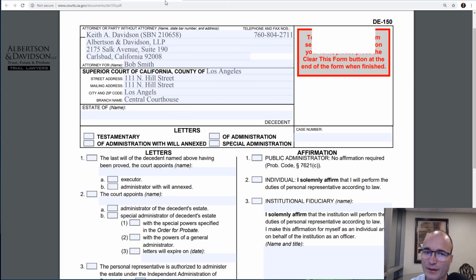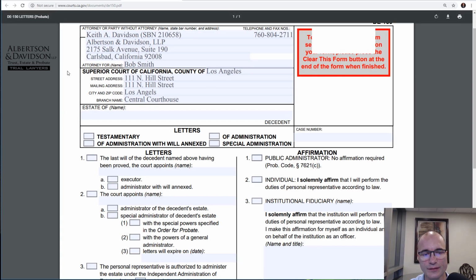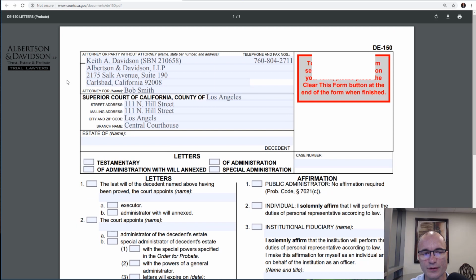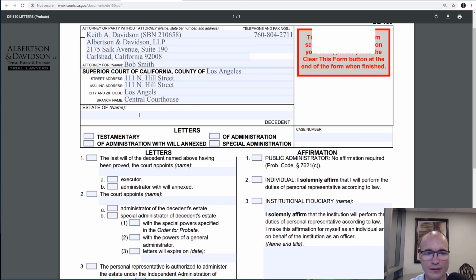And once it's filed, you'll have your order. Once you have your order, then you can go over to your letters. And this is where the court clerk is going to issue you letters that will give you the authorization to do everything you need to do. So again, we're dealing with the estate of Rachel Smith. We'll put in our case number if we have it.